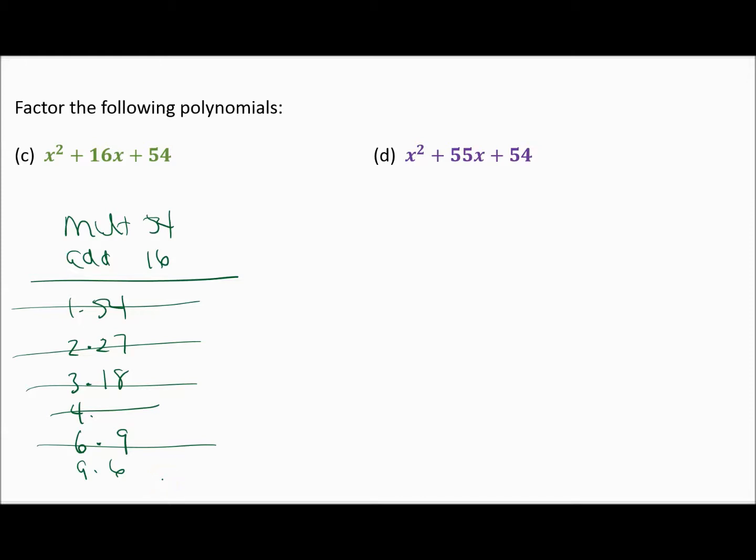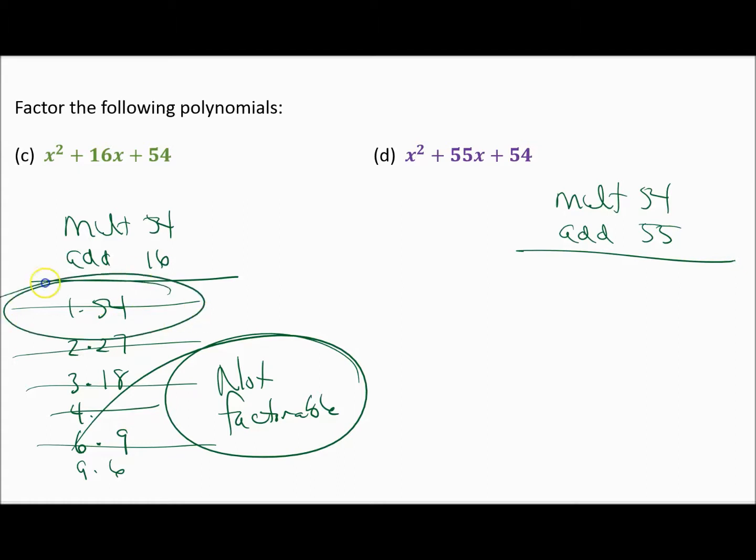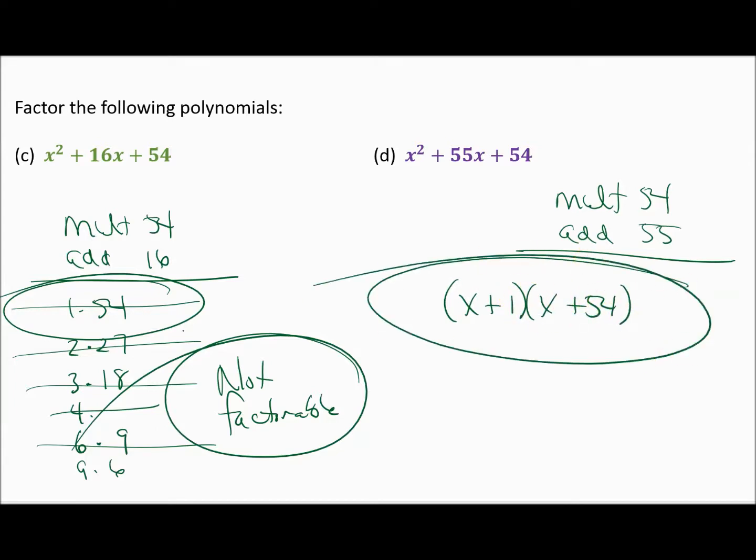So the unfortunate thing is nothing added to be 16. You know what that means? This is not factorable. This problem is prime. Okay? Not factorable. Let's try it again. This time we're finding numbers that multiply to be 54, but add to be 55. Well, how about this first guy right here? 54 and 1. So that's going to be x plus 1 times x plus 54. And you can multiply it out to check it, but that's it.